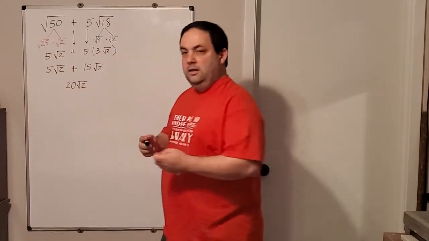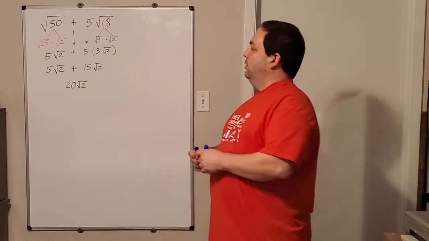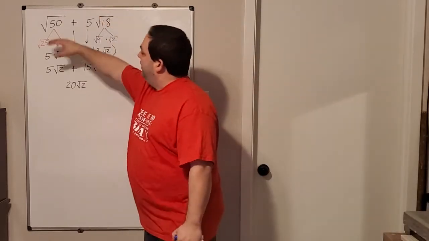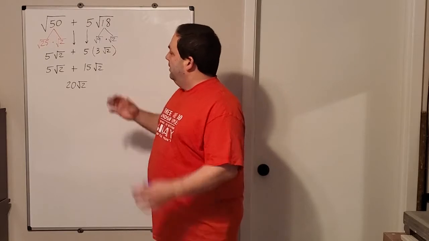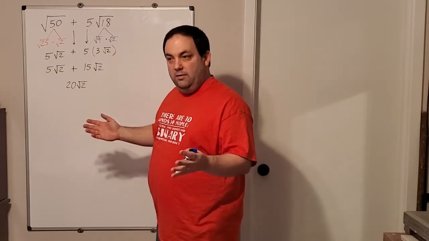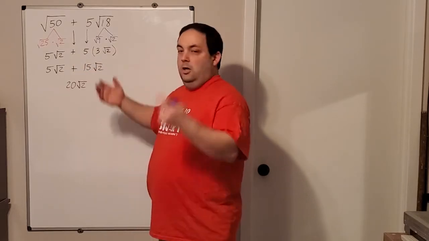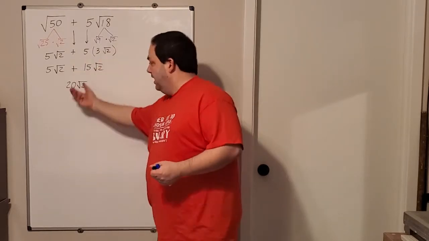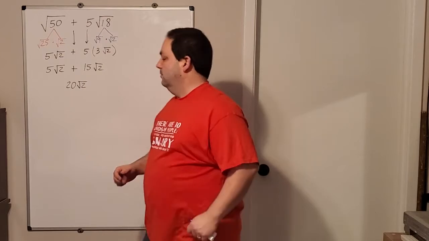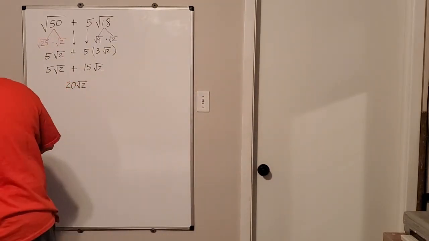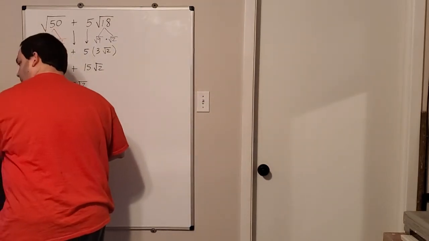And that's pretty much the idea behind most of these problems. I want to start out simplifying any individual radicals because we always want those simplified to begin with. And if you also happen to be able to combine some like terms, well, then that's even better, right? I can make it even more simple. Okay? Let's go on with the next example.